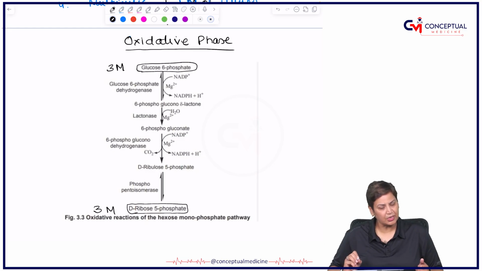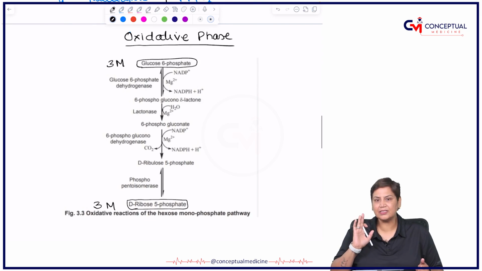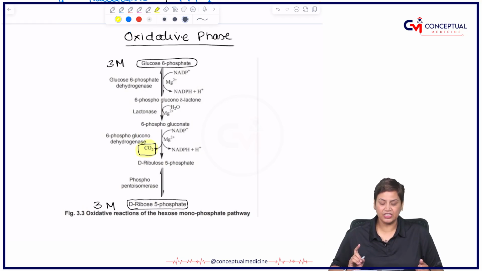will also be produced. Now if we clearly look at this oxidative phase, we can simply say what is happening? You can see carbon dioxide is being liberated. That is what I told you, that CO2 will always be produced in HMP shunt, right? And the second important feature which you can see here is NADPH. It is not NADH, it is NADPH.